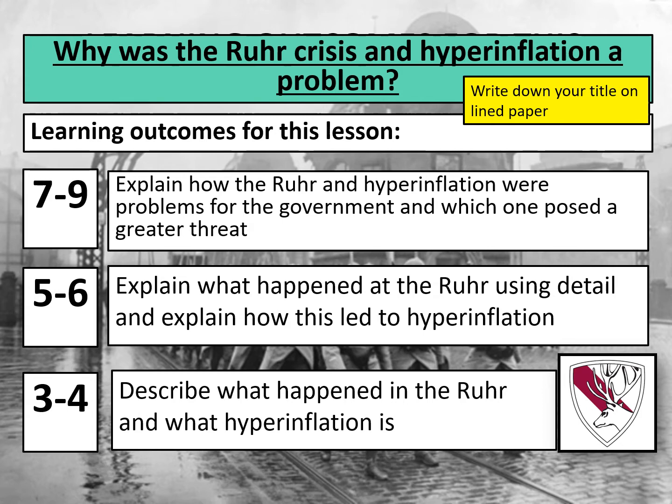So we're going to look to be able to describe what happened in both the Ruhr and with hyperinflation. Then we're going to be trying to build on that if we can and actually explain why hyperinflation happened. And then the top grade, 7 to 9, is us being able to make a reasoned judgment about which one posed a greater threat for the Weimar Republic. And that's going to be a task that you're going to send in later today.